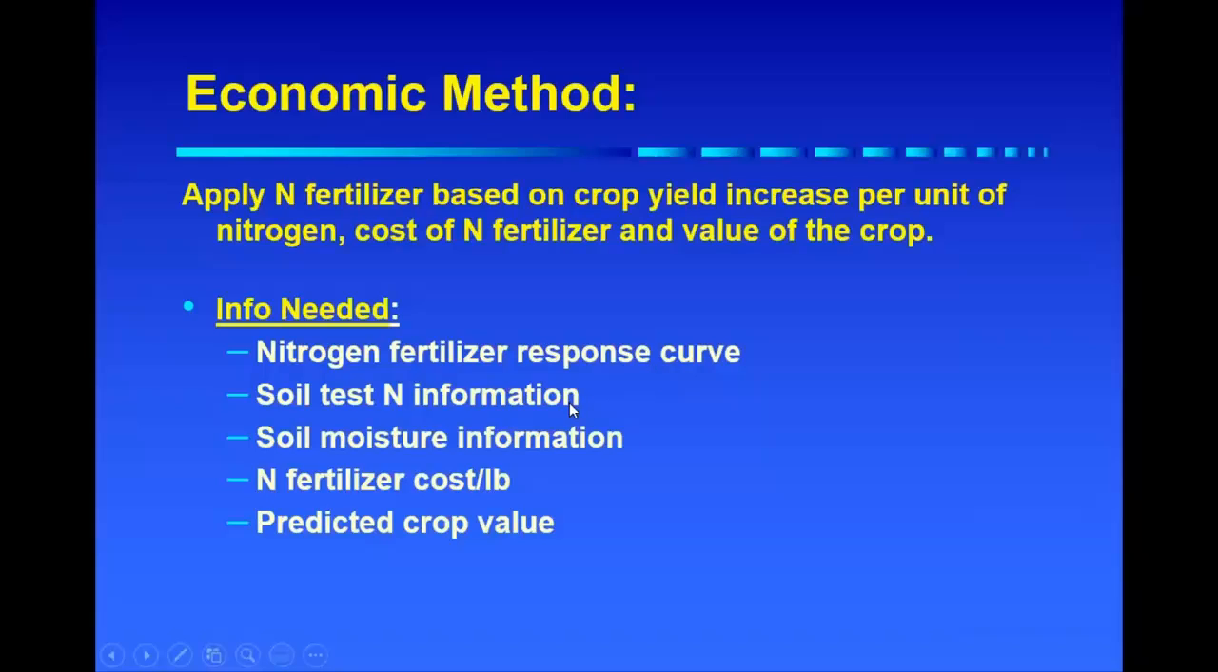You need soil test nitrogen information. For dryland farmers, it's nice to know your soil moisture, because we actually have developed curves for 2 and 4 and 6 inches of stored soil moisture. And then you want to know the cost of your nitrogen fertilizer and your predicted crop value.